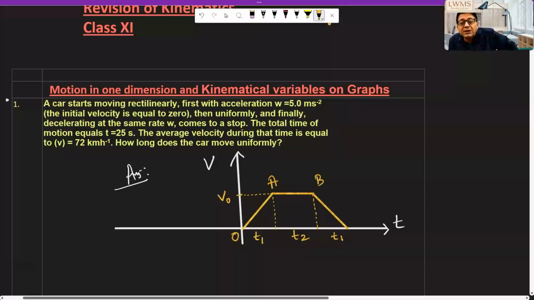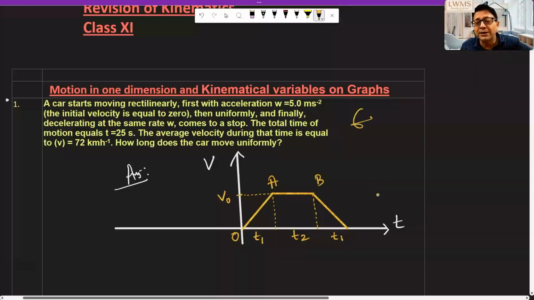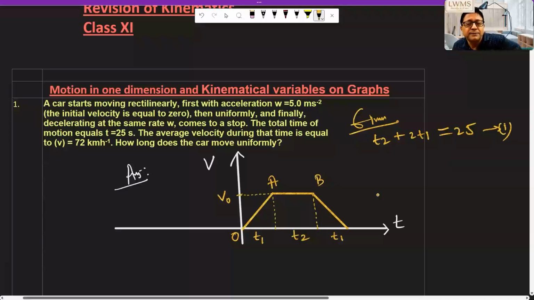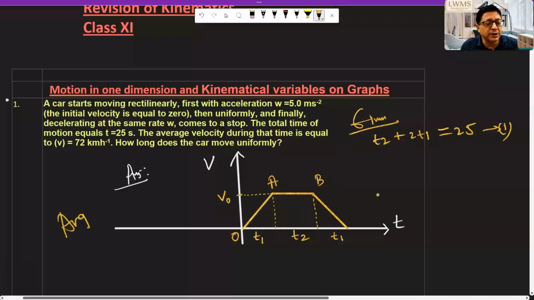So what about total time here? They have given total time. So what is given there? Let me write. Given: t2 plus t1 plus t1, 2t1 plus t2 is equal to 25. This is given there. Now average velocity is given. Average velocity is given as 72 kmph.